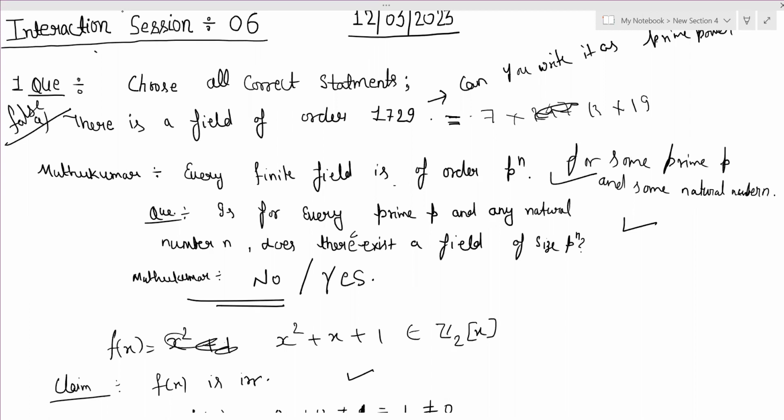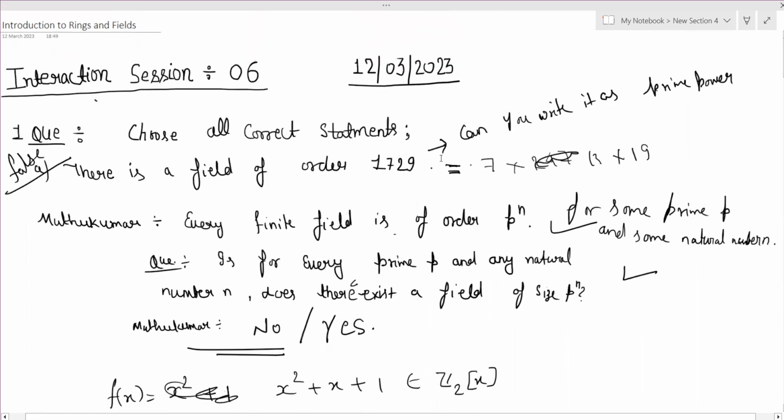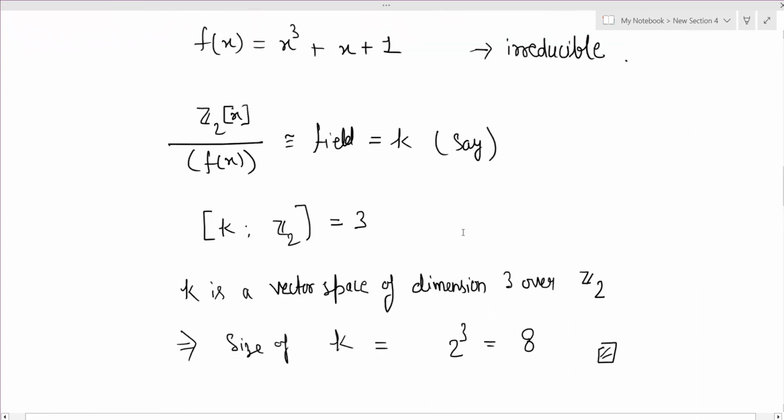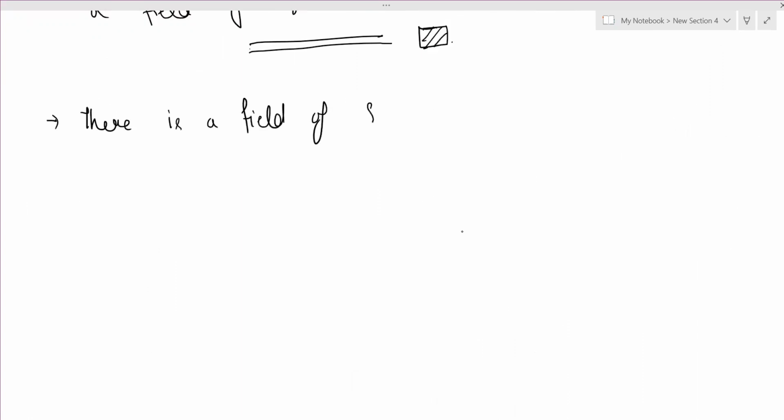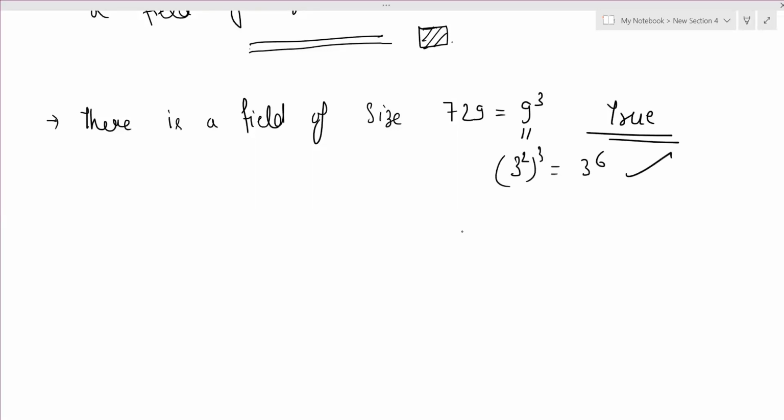Next part. The question is 729, not 1729. Now tell me about 729. 729 is 9 cubed. 9 cubed is 3 squared to the power 3, which is 3 to the power 6. So this is true, right?